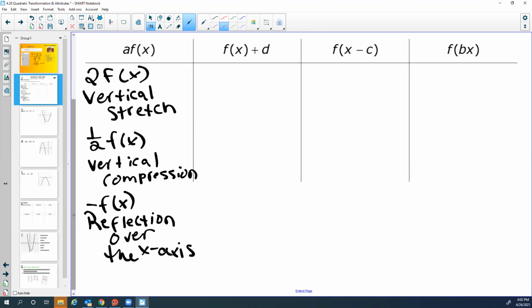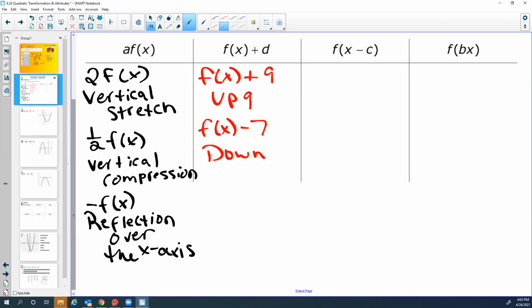For f(x) + d, examples of that would be f(x) + 9. So in that case, you would be going up 9. So as long as you're adding, you're going up. If on the opposite end you are subtracting, that is when you're going down. For both up and down, you should label how much you're going up and how much you're going down by.